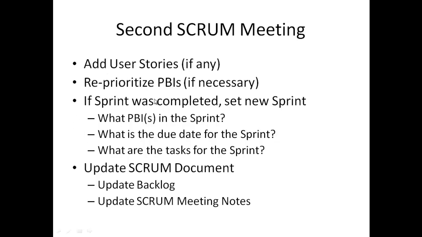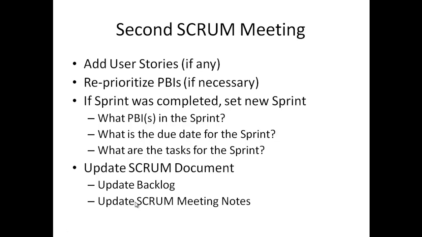And then if we're building a sprint, we have to determine what features to put into the sprint, what's the due date for the sprint, and what are the tasks for each part of the sprint that has to get done. So at this meeting, we determine all these things, and then we update the Scrum document. We'll update the backlog, and we'll put some notes in for this from the second meeting.